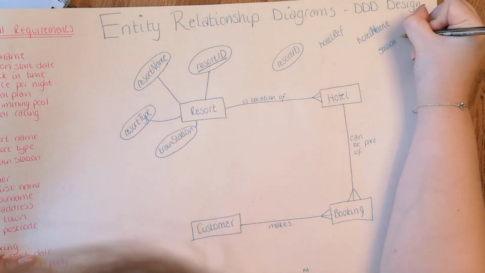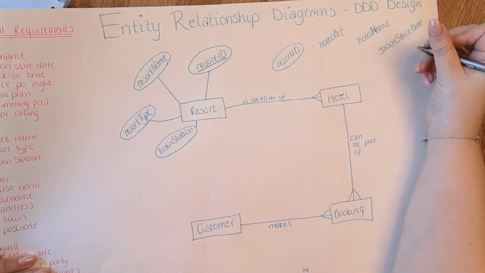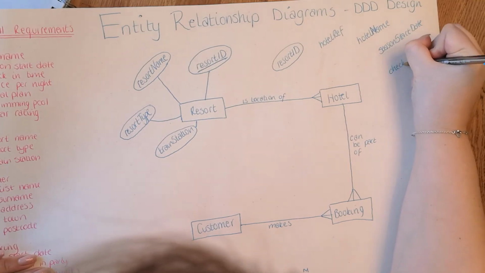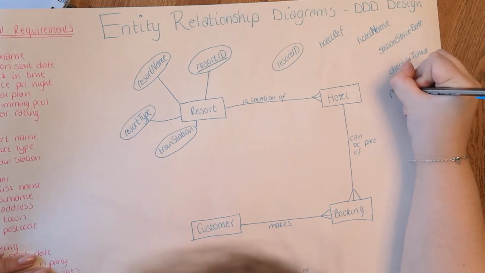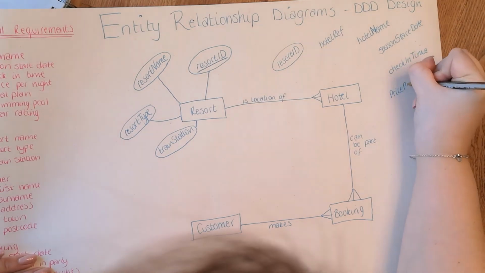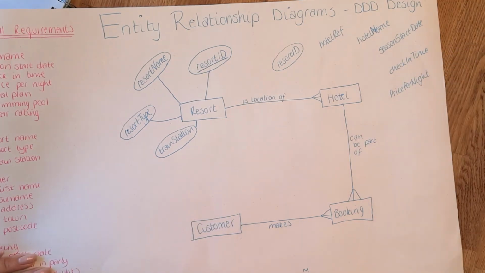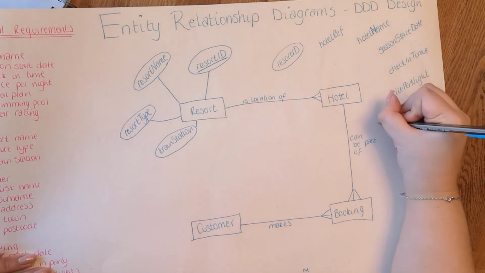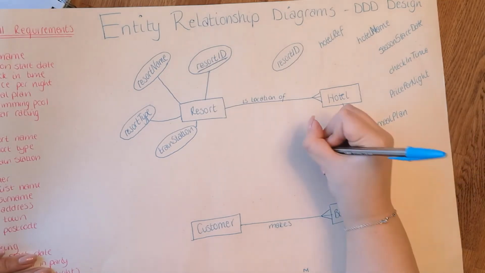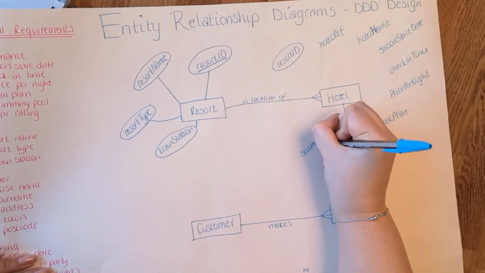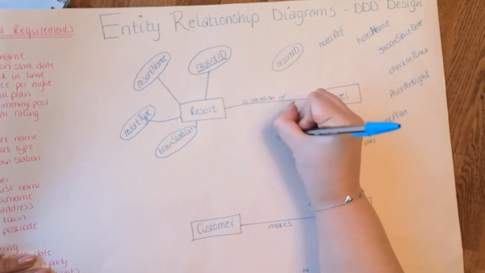Season start date, check in time, price per night. Very important to remember to include that because it can be used in your calculations later on. Meal plan, swimming pool. It's good that you can use this extra space inside if you run out as well. And star rating.